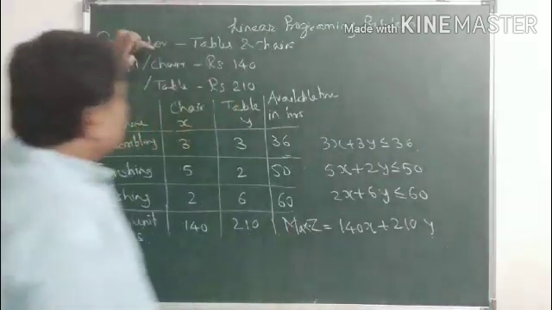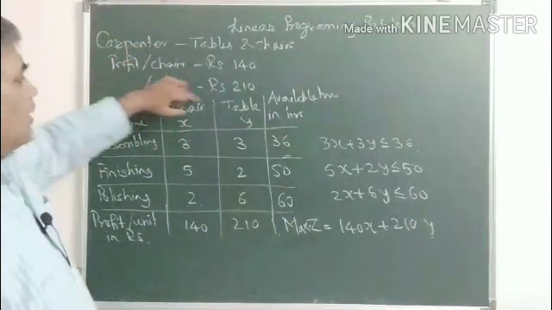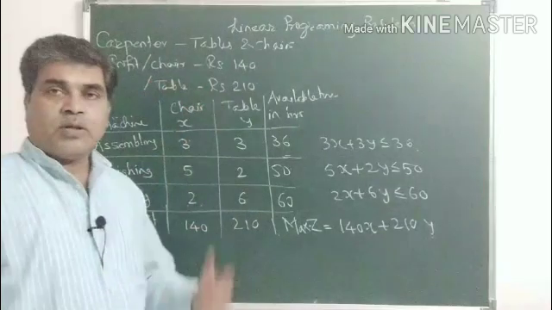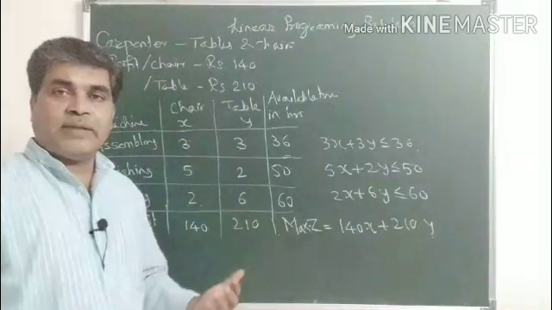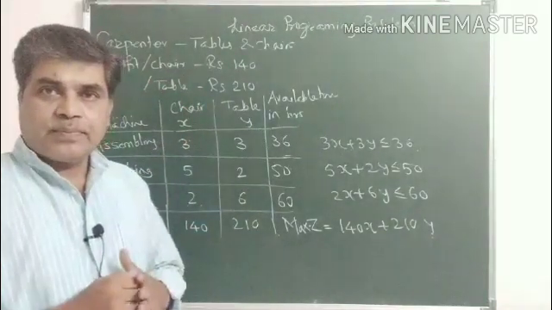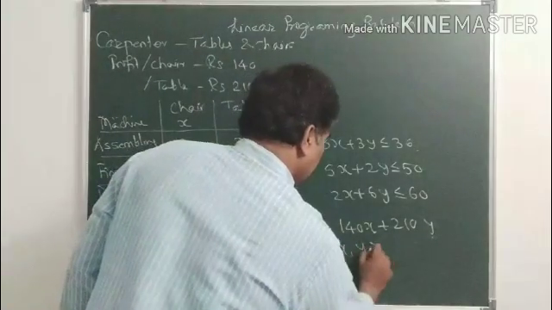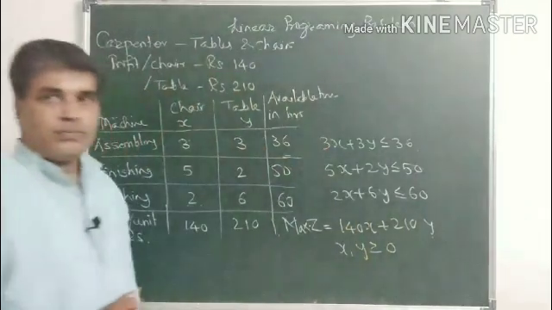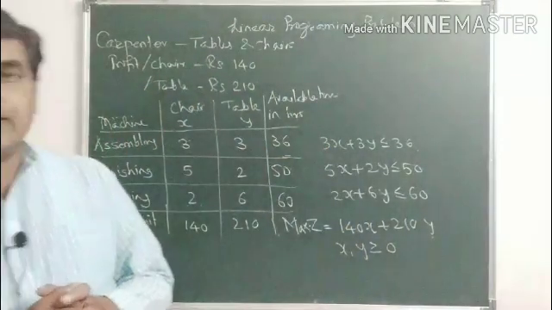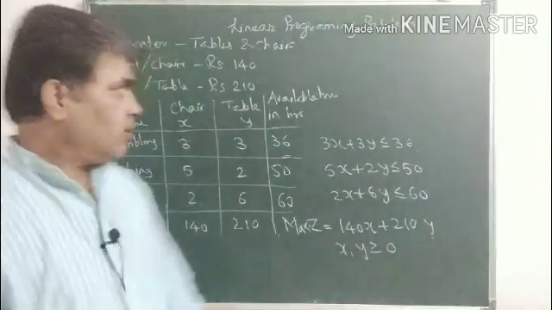Now, the carpenter is producing chairs and tables. Number of chairs, number of tables, never negative. Therefore, values of x and y must be greater than or equal to 0.